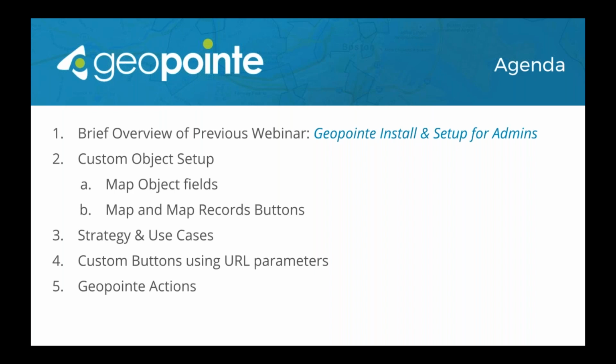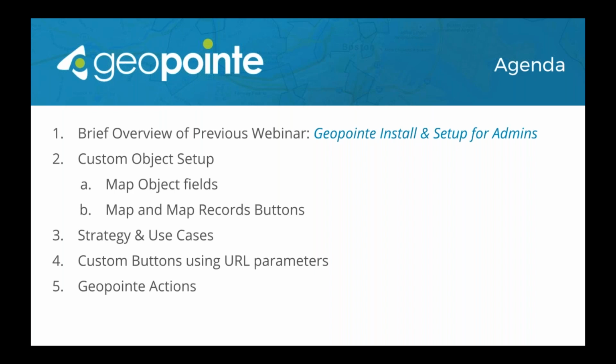Then we're going to do some custom object setup. We didn't really cover it in the last one, so I wanted to take some time to go over just the slight differences. And then we're also going to cover the fields you need to create to do that, as well as show you what you can do to create those buttons.